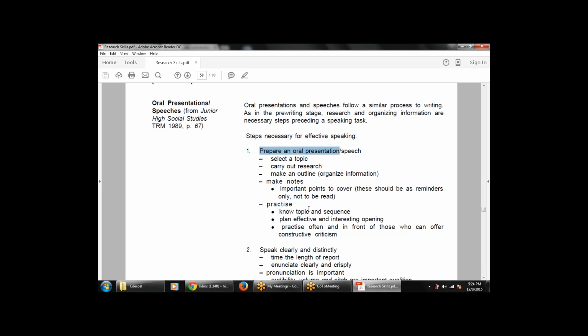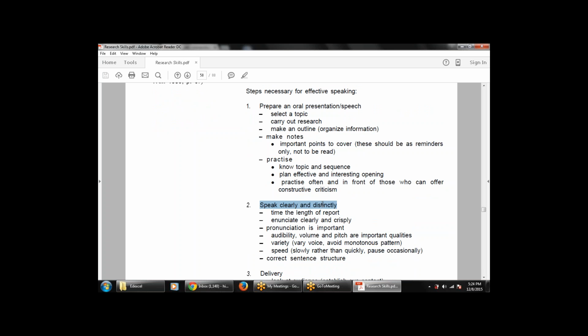The next stage is the second: speak clearly and distinctly. Suppose I taught you one subject or topic, and there is a lack of understanding or a grammatical error. What's the problem? You are not able to understand what I'm trying to say. So the lesson that is delivered to you must be clear. That is the main part: speak clearly and distinctly.